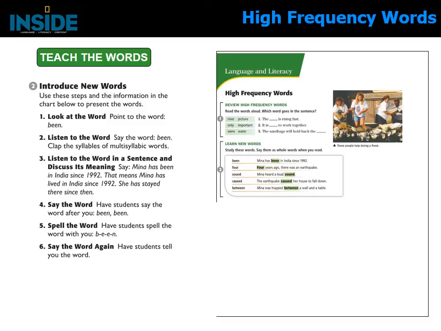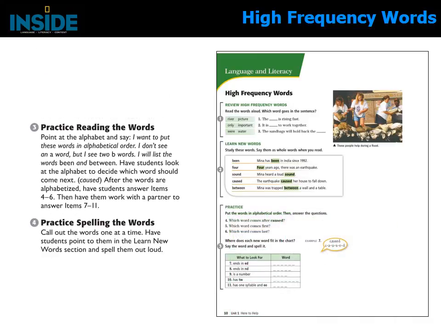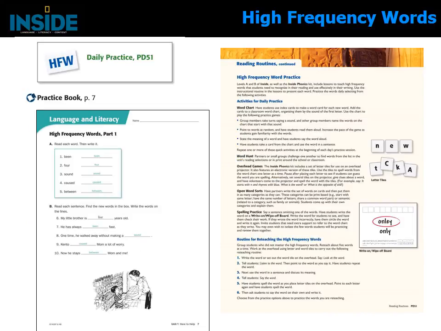In the bottom of the teacher wrap, there's a chart that lists each of the new words, the sample sentences, and a student-friendly elaboration that helps deepen students' understanding of the word. Next, students practice reading and spelling the words. After you've taught these new high-frequency words, use the activities for daily practice found on page PD 51 and have students work independently to complete their practice book page.